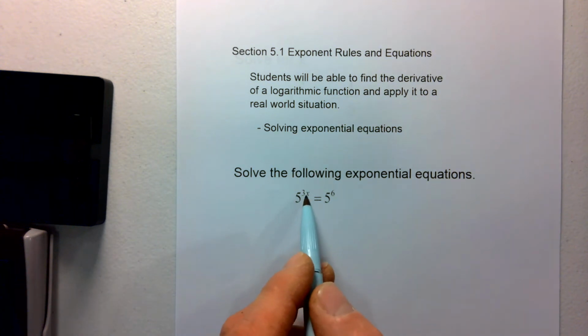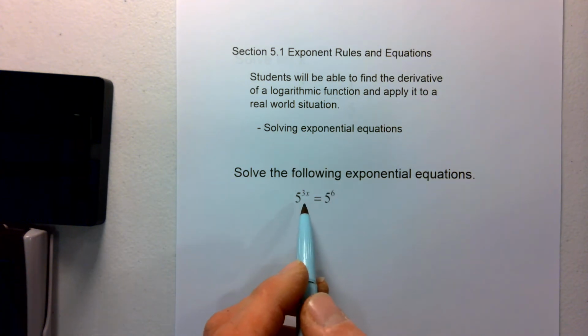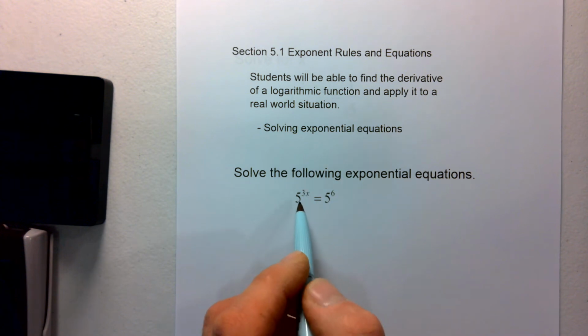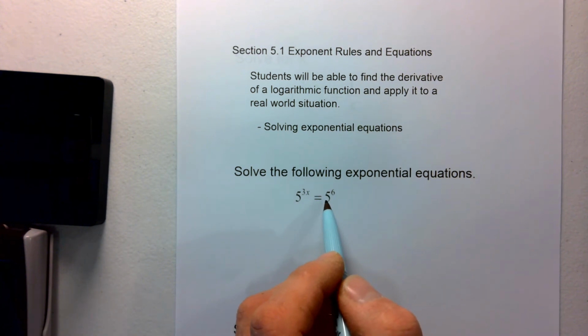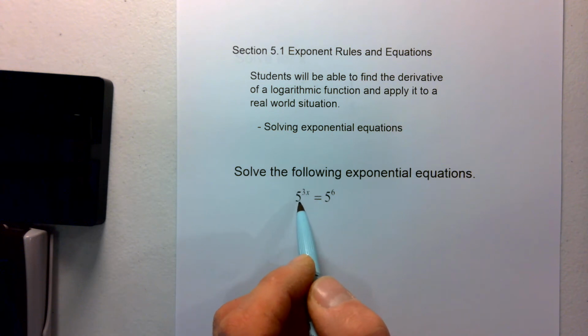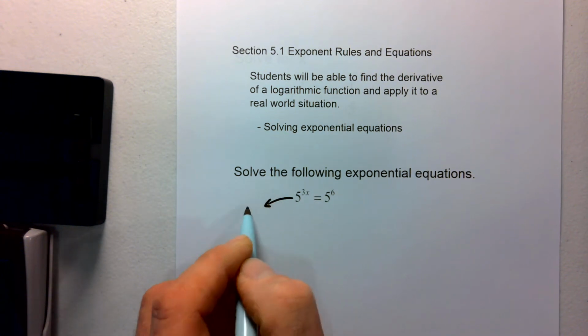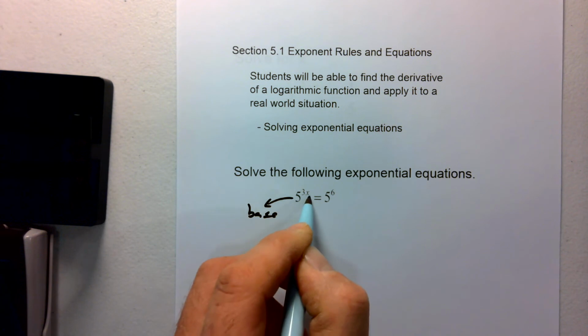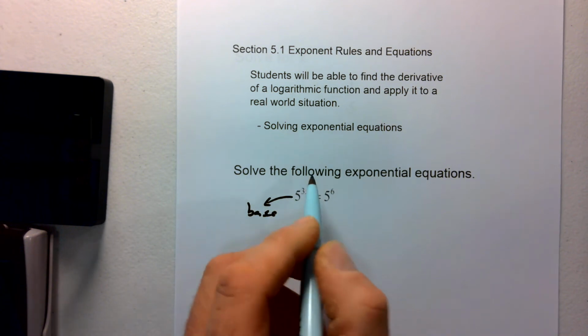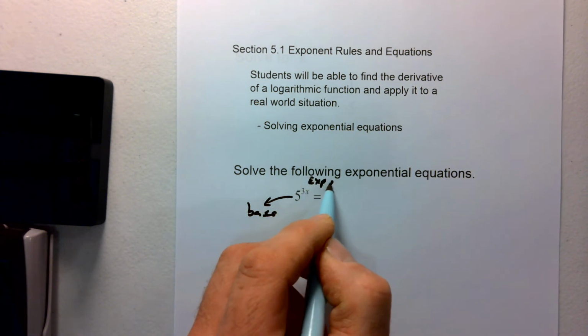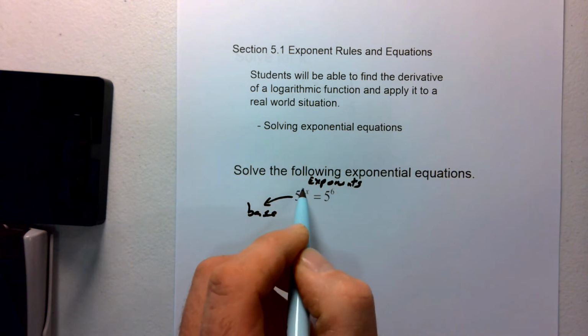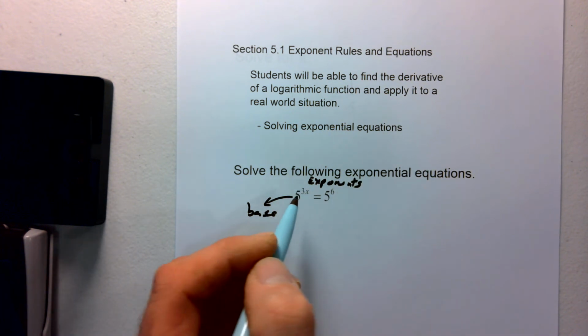So if I have 5 to the 3x equals 5 to the 6, this is my first exponential equation. Notice we call it an exponential equation because we have the variable in the exponents. A little background, I guess, what we should talk about first. We have 5 is the base, and the 3x and the 6 here are the exponents, or the powers if you wish. And we see that that variable is in the exponent.